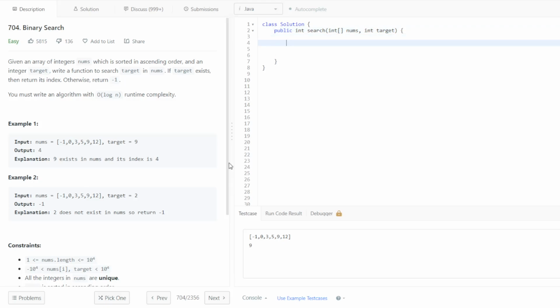So the first thing that I wanted to do was make an upper, which will be nums.length minus 1. That's going to be our upper bound, and then our lower bound is going to be initialized to 0. And this is a key thing that I missed: while lower is less than or equal to upper.